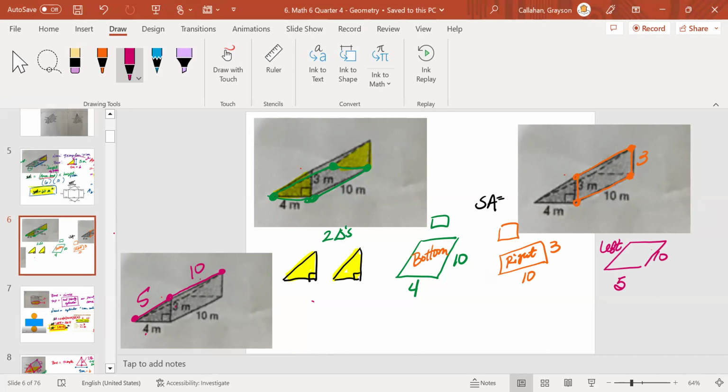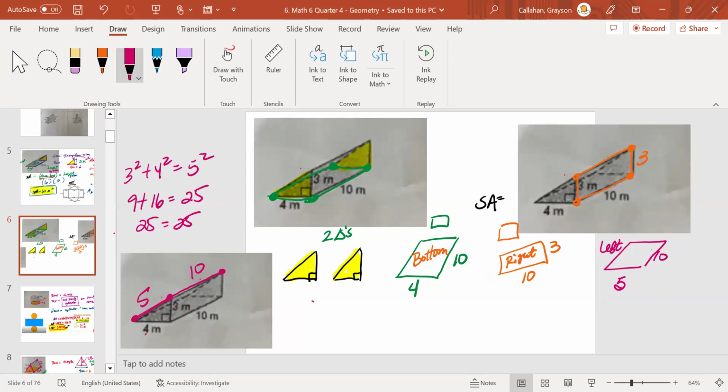The reason why this is 5 is the Pythagorean theorem, okay? 3 squared plus 4 squared equals 5 squared, which is the side right here. So 9 plus 16 equals 25. Do you see that? 25 equals 25. This side has to be 5, okay? Your teachers haven't told you that yet, but that's one of the things.